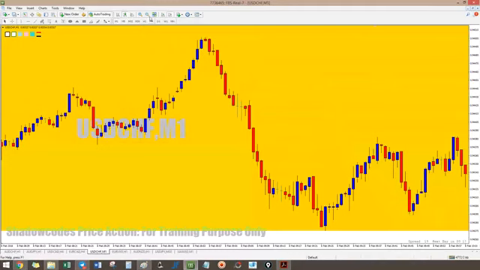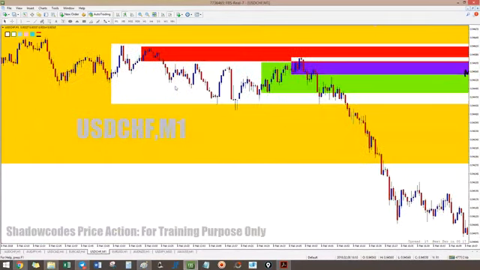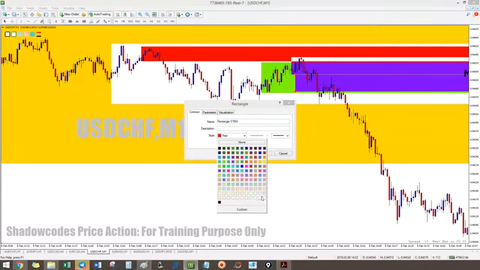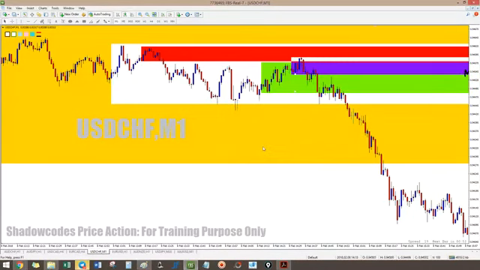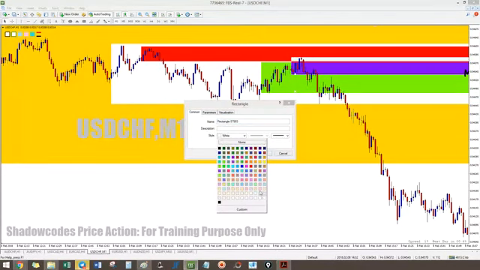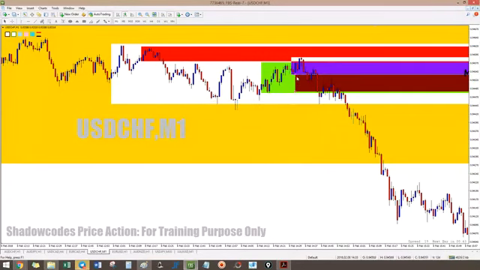Then go to M1. Do we see any clean break? Clean break, clean break, clean break. This is a clean break. This is a clean break. This is also a clean break. What color do we want to use next? Maybe white color. No, it is magenta. Alright.